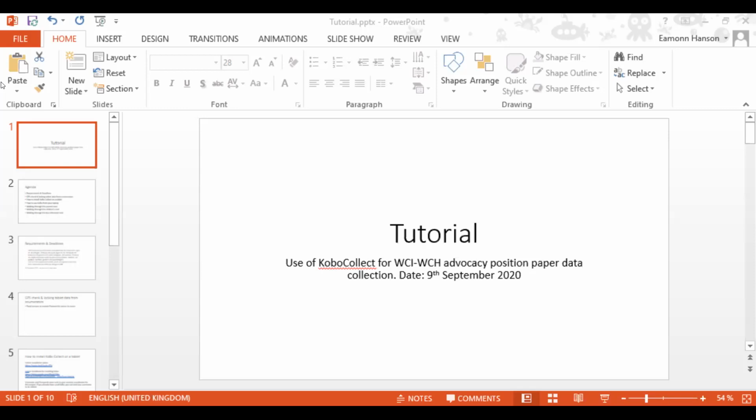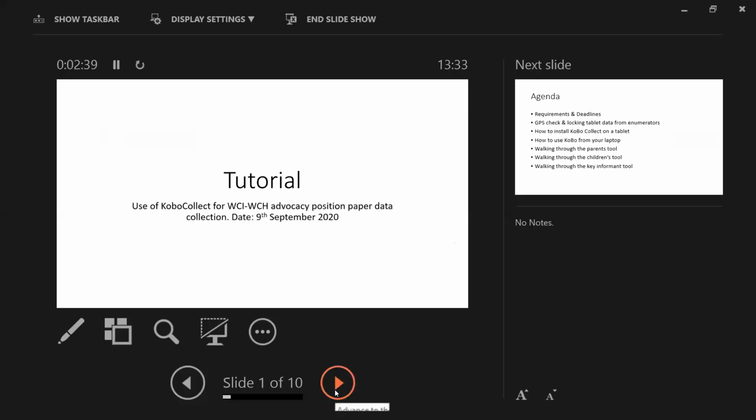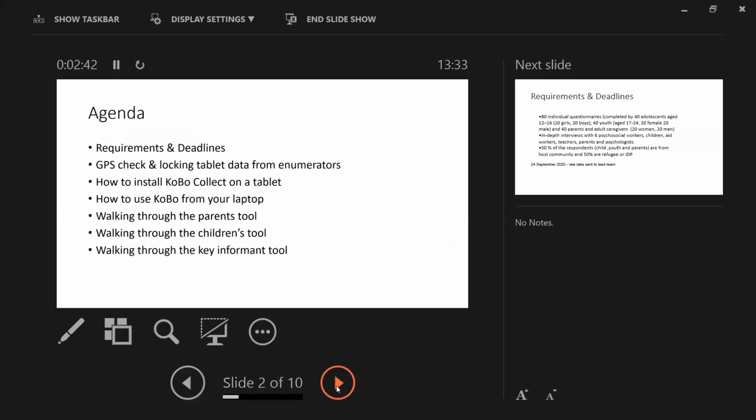So what I would like to do today is run through a couple of key pieces of information that I have about the data collection, but also hear back from you, because some of you have been testing the 3 forms, and maybe you have some questions about the administration of the forms. So if I just go to the next slide, I hope it works.